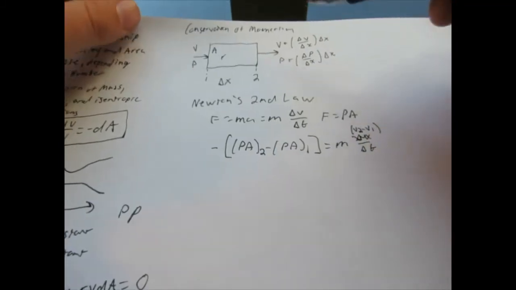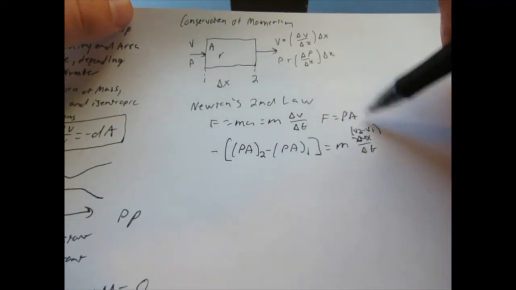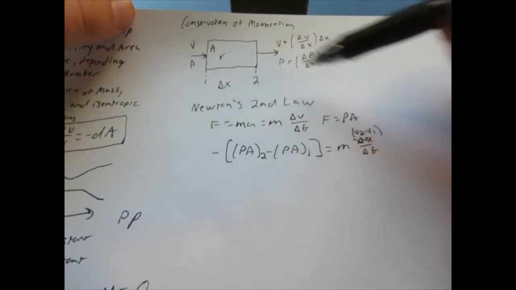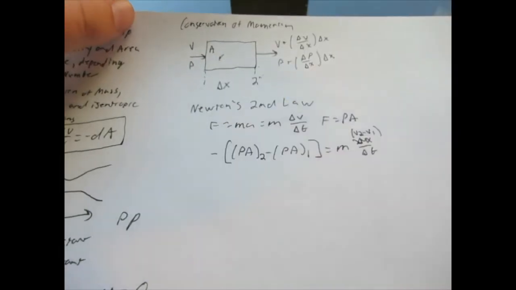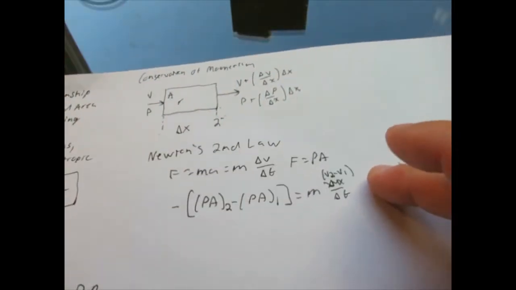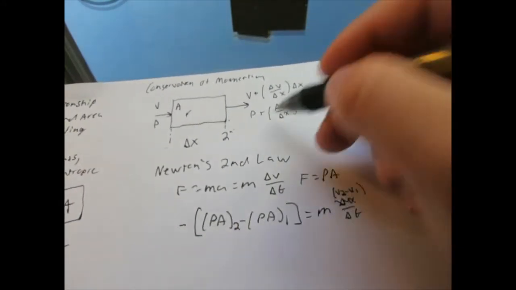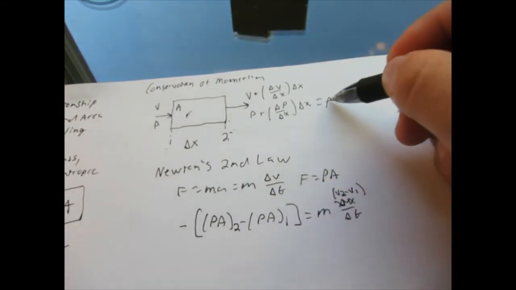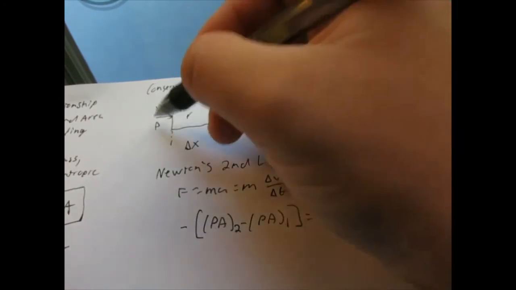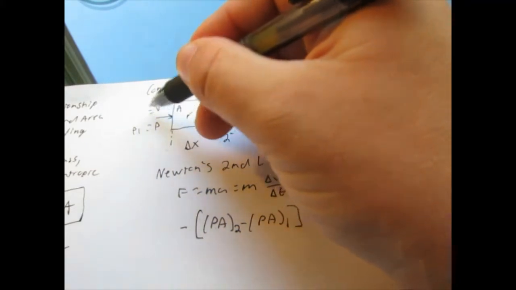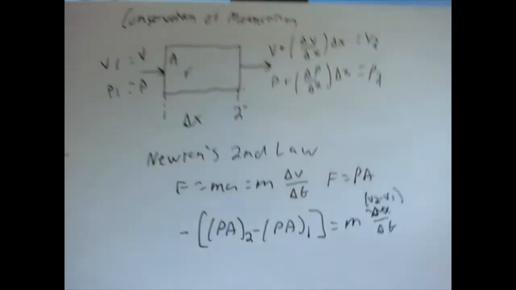So that's the change in velocity. The change in velocity is the difference between side 2 and side 1. We also know that this equals P2, and this we can also say equals V2. And then P just equals P1, and V equals V1. So you can see that there.